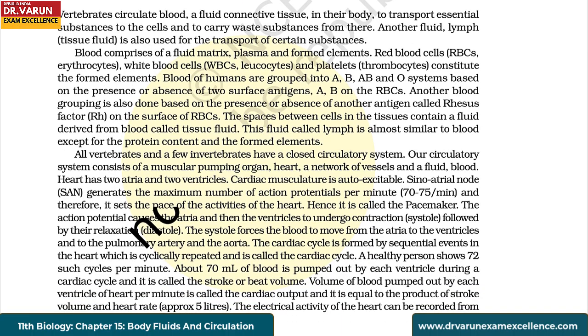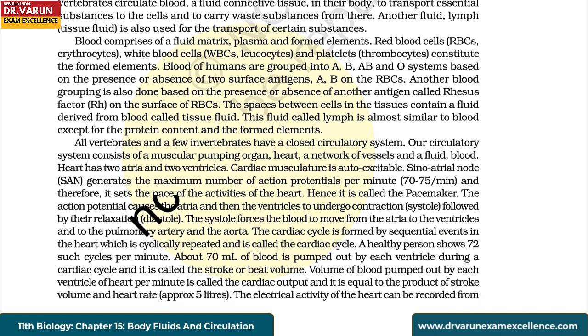Blood of humans is grouped into A, B, AB, and O systems based on the presence or absence of two surface antigens A, B on the RBCs. Another blood grouping is also done based on the presence or absence of another antigen called rhesus factor or Rh on the surface of RBCs. The spaces between cells in the tissues contain a fluid derived from blood called tissue fluid. This fluid called lymph is almost similar to blood except for the protein content and the formed elements.